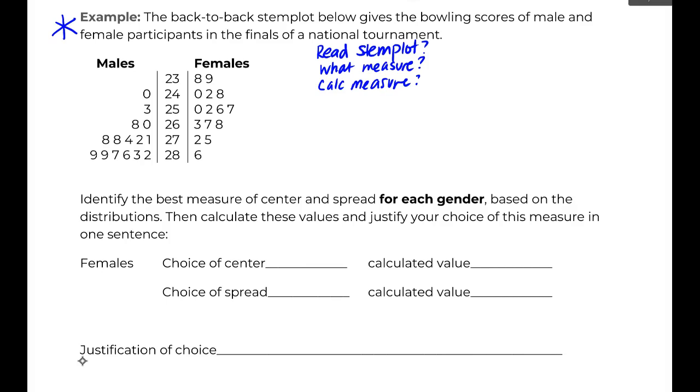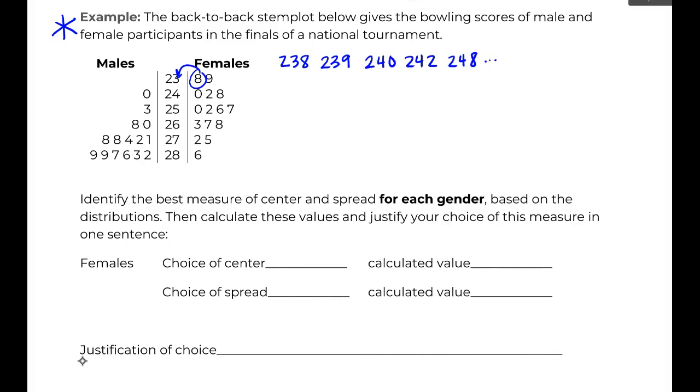So let's go ahead and start with reading a stem plot. We've seen this before. We talked about it with the football data, right? This stem plot means that the women's scores, if I wanted to write them out, 238, right? This 8 gets glued back onto that 23, 239. Then we have a 240, and a 242, and a 248. So that's one piece.